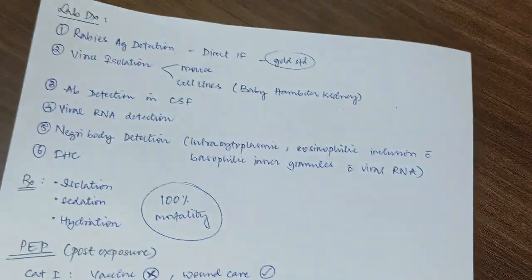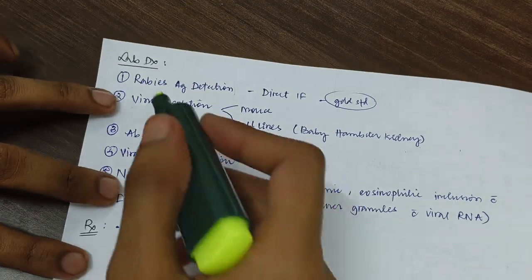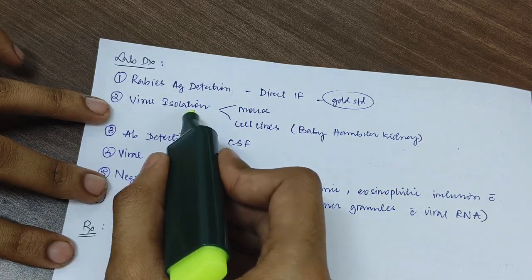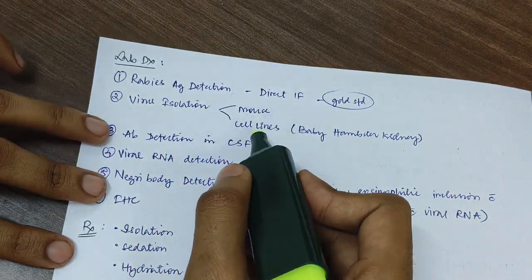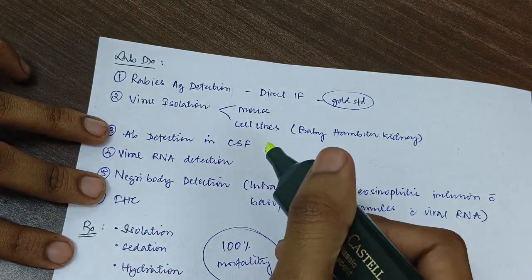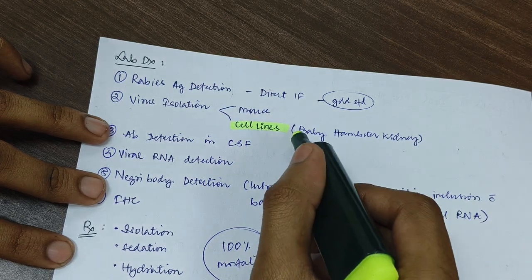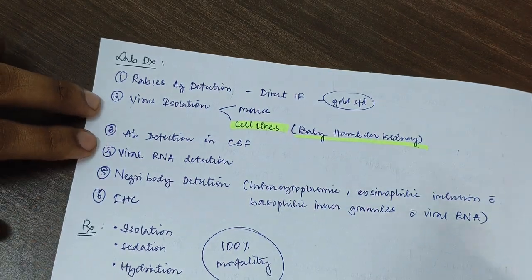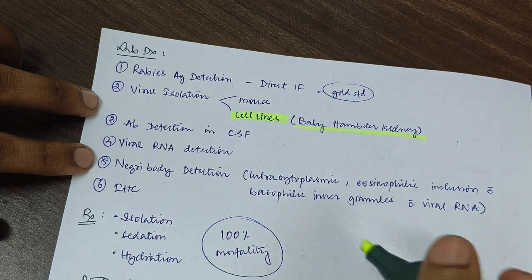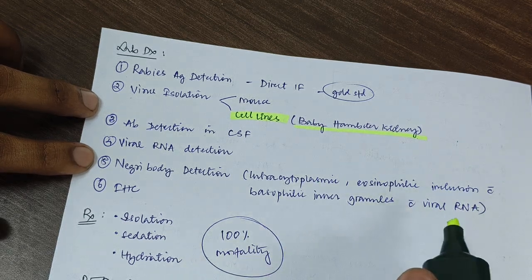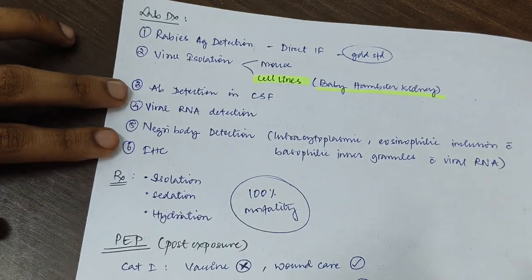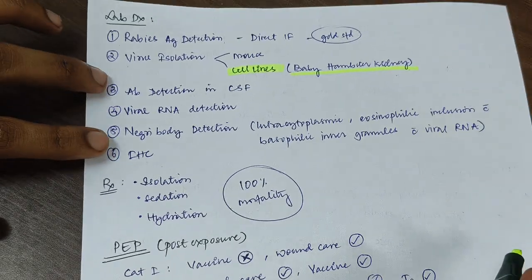Coming to the lab diagnosis of rabies, that is rabies antigen detection using the direct immunofluorescence, which is a gold standard. Then virus isolation, mouse and cell lines, the cell line used is baby hamster kidney. Antibody detection in case of CSF, and viral RNA detection. Negri bodies, which are intracytoplasmic eosinophilic inclusions with basophilic inner granules with viral RNA. Then immunohistochemistry can be used for these Negri bodies.